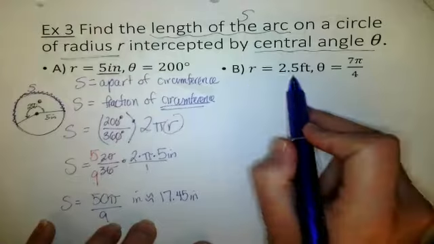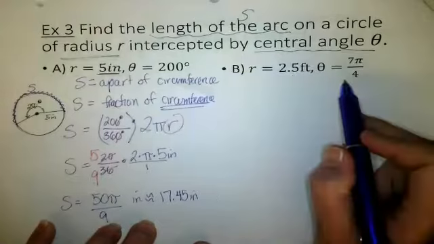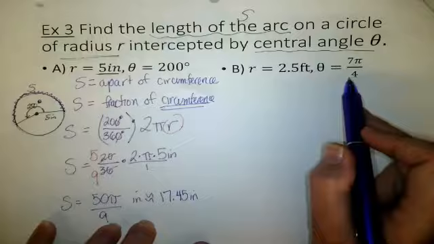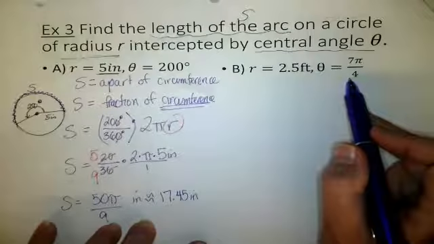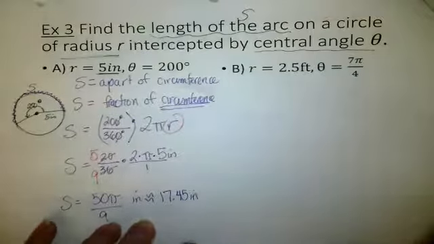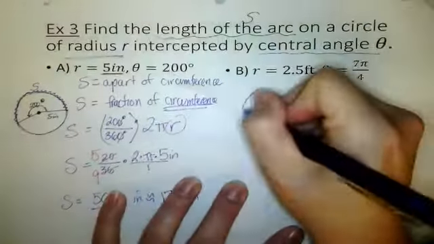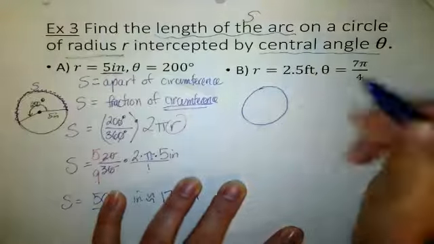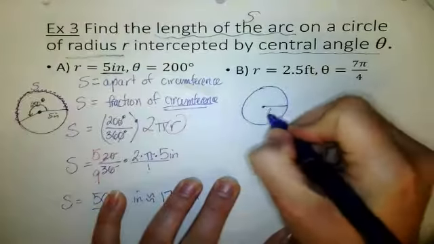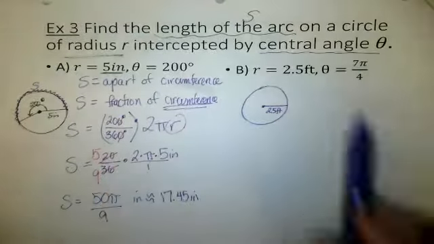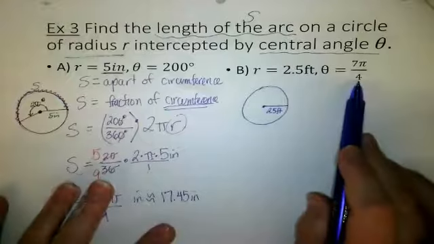All right, same idea here. We have a radius of 2.5 feet. But now our angle, is this radians or degrees? Why is it radians? No degree symbol. That's why, not because there's pi in it, okay, but because there's no degree symbol. So I'm going to make a small circle with a radius of 2.5 feet. And my angle theta is 7 pi over 4.